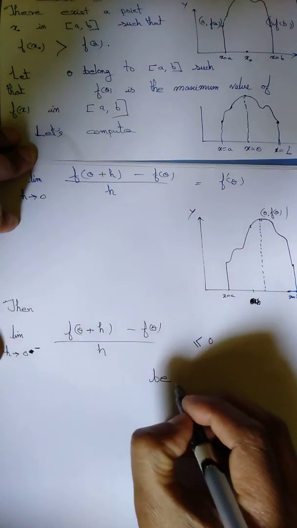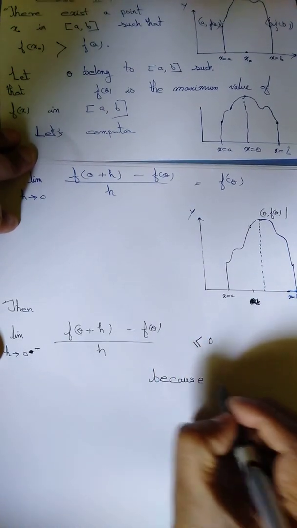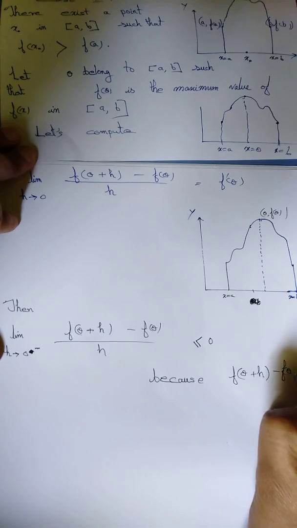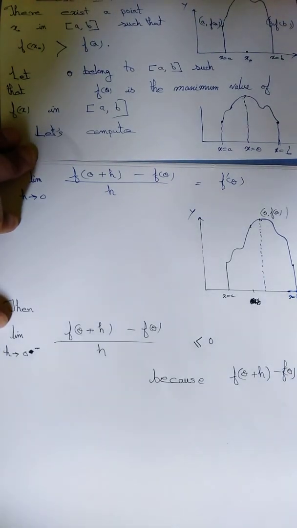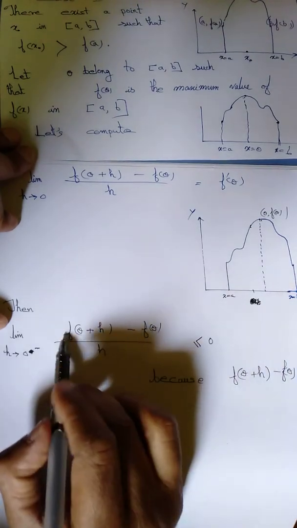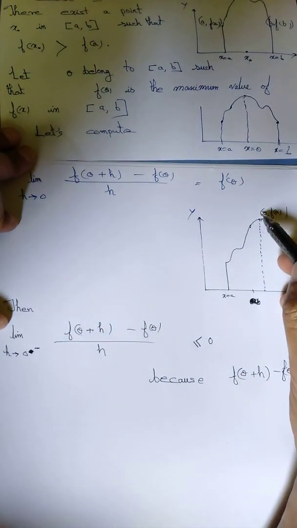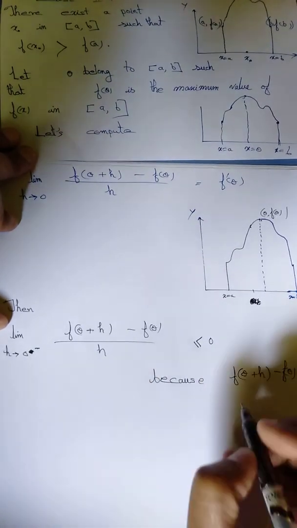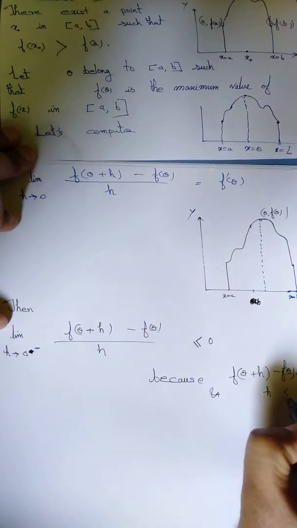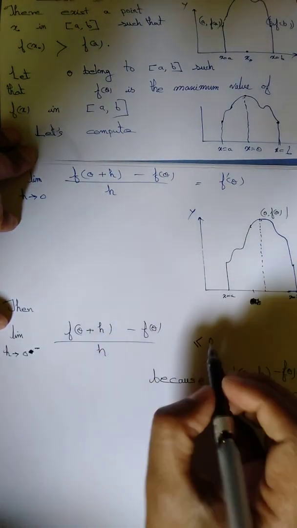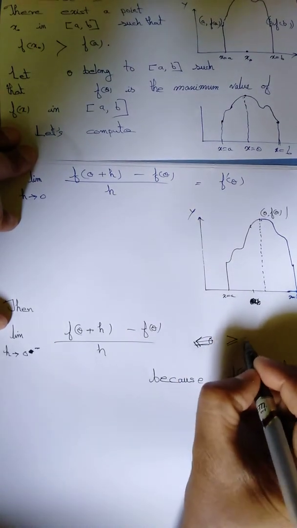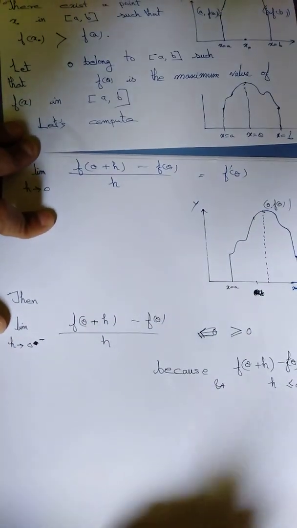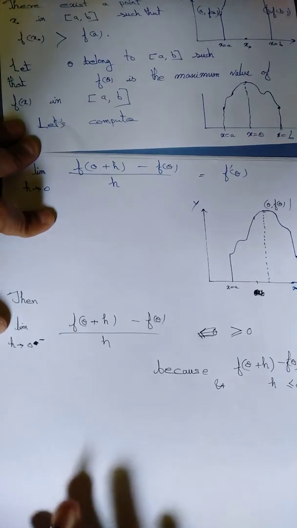because f theta plus h minus f theta, sorry, this should be f theta plus h minus f theta. f theta is of greater height, yeah, this should be less than or equal to 0, and h is less than or equal to 0. Negative by negative is positive, so this has got to be greater than or equal to 0. What about, well, the limit has to be greater than or equal to 0.